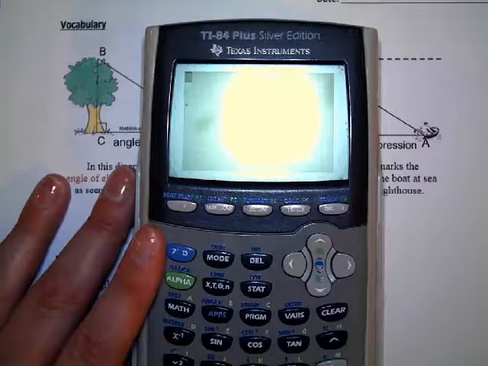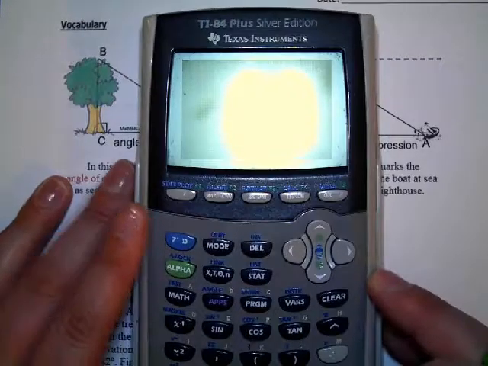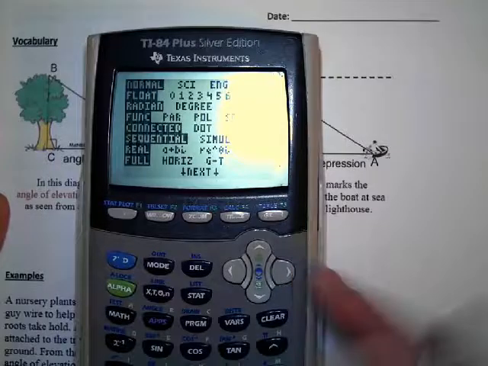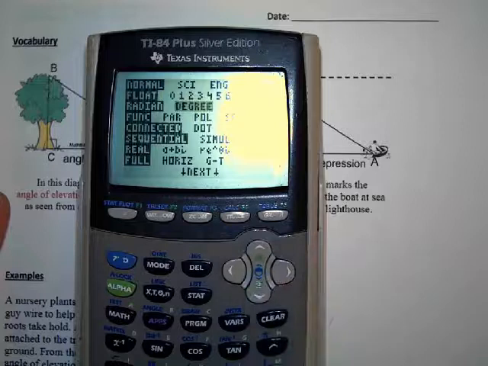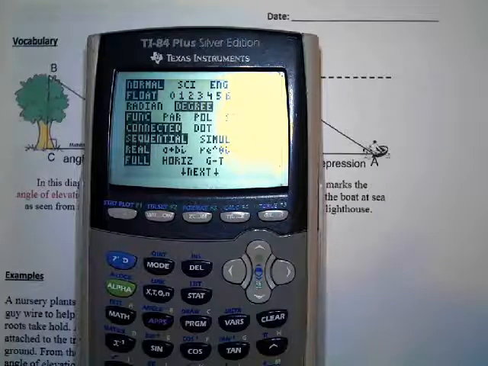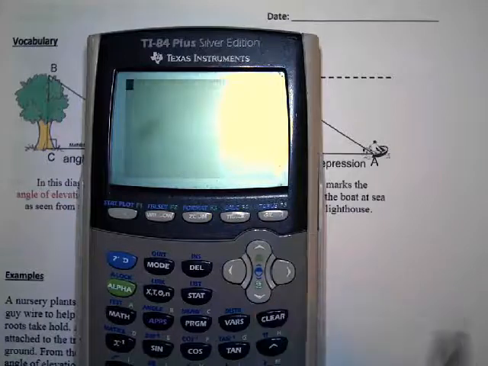Still are going to want to watch this. We're going to take our calculators, and hit the mode button. Since we were dealing with triangles today, we're going to turn our calculator into degrees, just in case they've been reset since we last used them. So triangles, we are making sure we are in degrees.